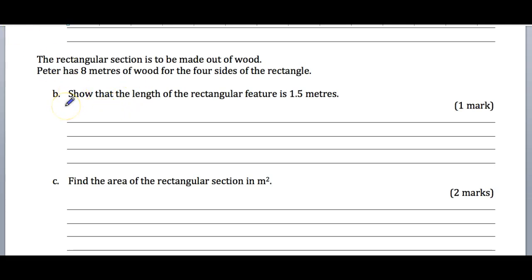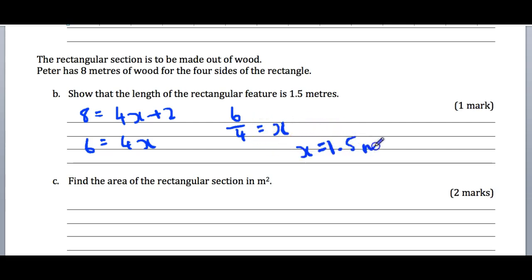Okay, so we've got 8 meters of wood, and the perimeter formula was 4x plus 2. So basically we're just solving now for x. So bring 2 over here, and then 6 over 4 equals x, and 6 over 4 is 1.5 meters.